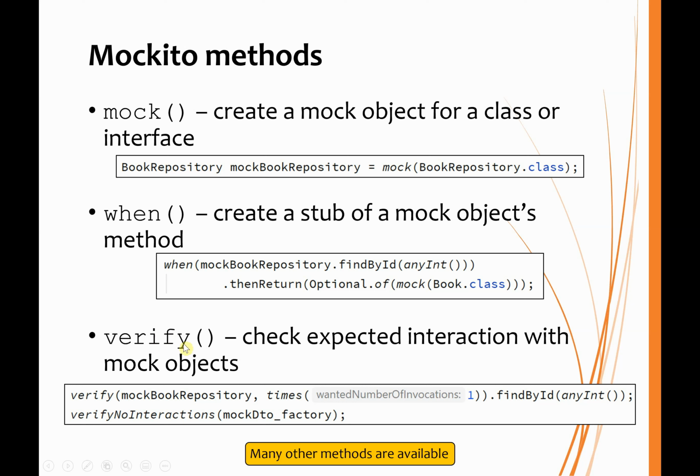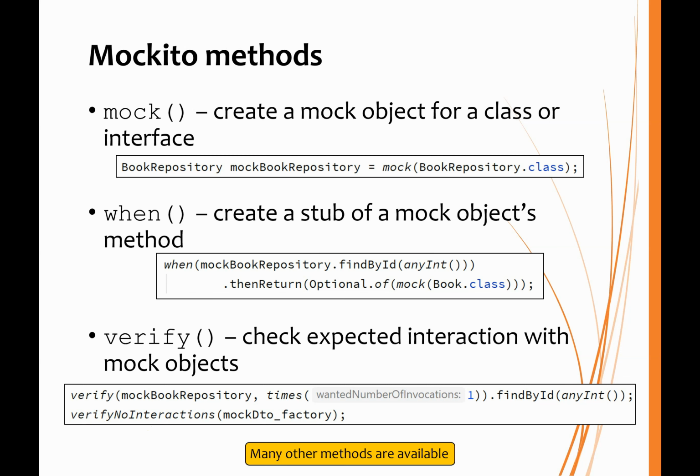With the verify method, we can check expected interaction with mock objects. So we might say, for example, that we want to verify that the mock BookRepository's findById method has been called exactly once. And that can be important when we're looking at the behavior of an object that we are testing. Or maybe we want to verify that there are no interactions with another object. Now, there are very many more methods available in Mockito, and you should explore the Mockito framework to understand what they do for you.